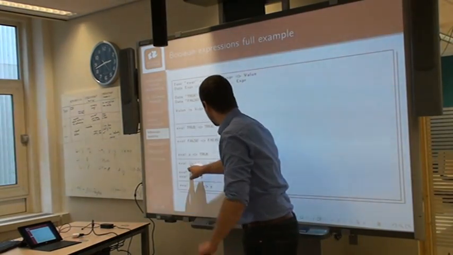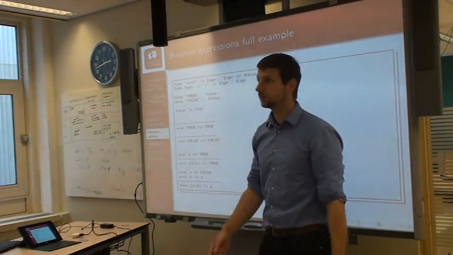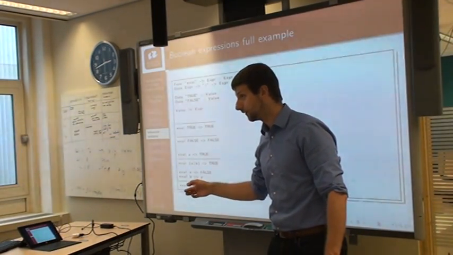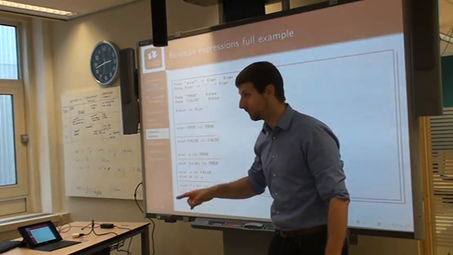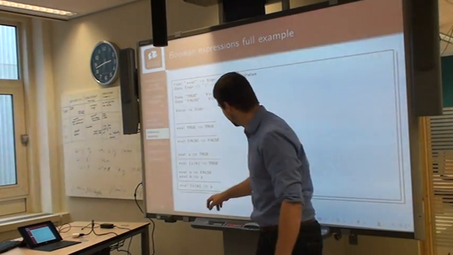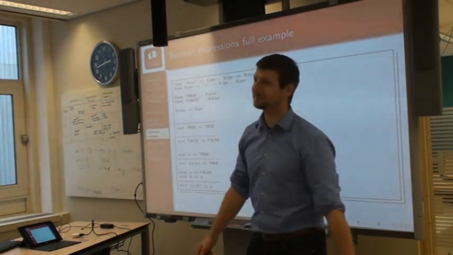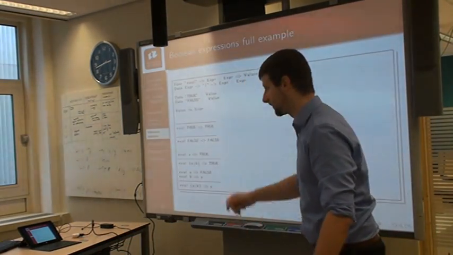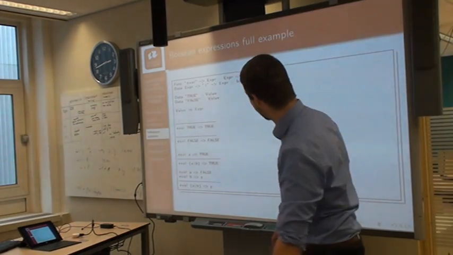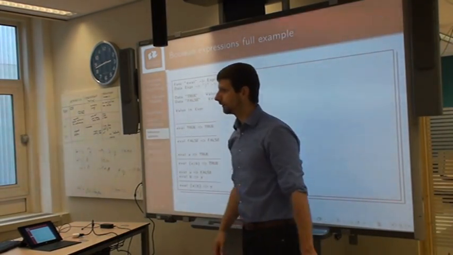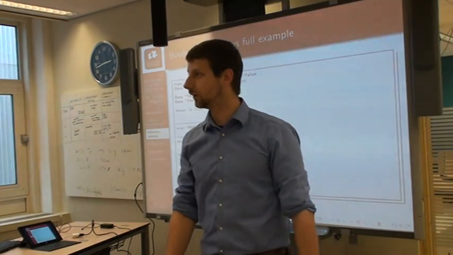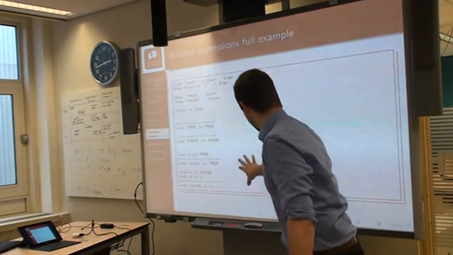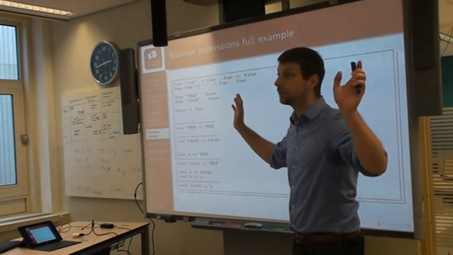Is false or true equal to A or B? Yes, as long as A is equal to false and B is equal to true. So we have 2 rules, these 2, that might be used to solve eval false or true, right? Which one of these 2 will actually provide the answer? We don't know.